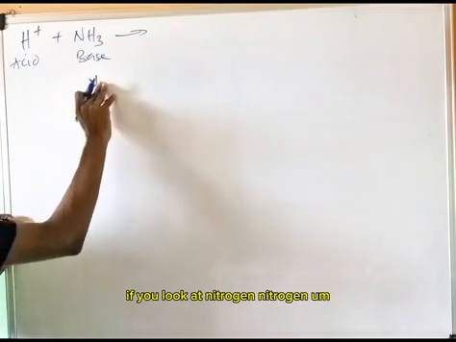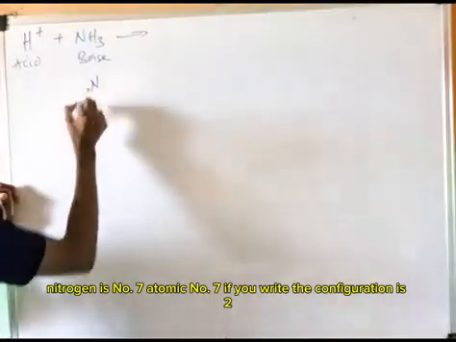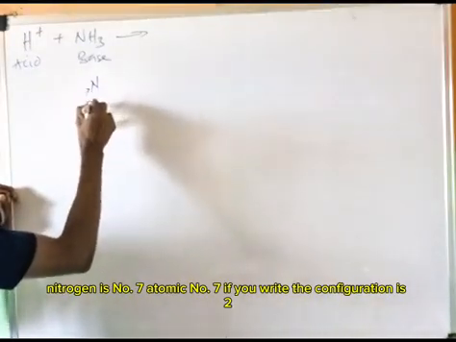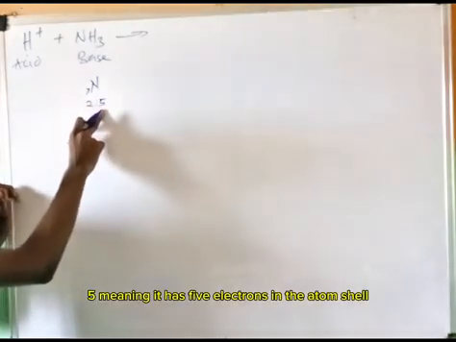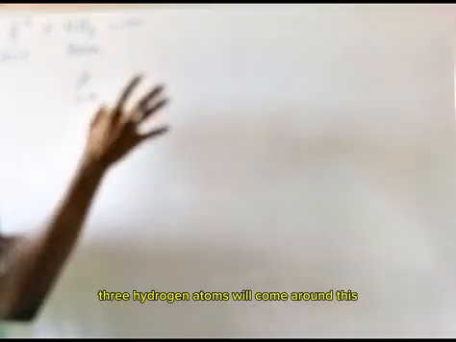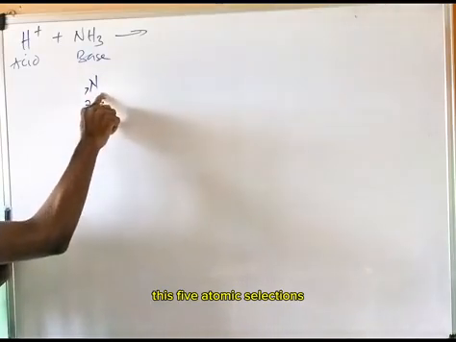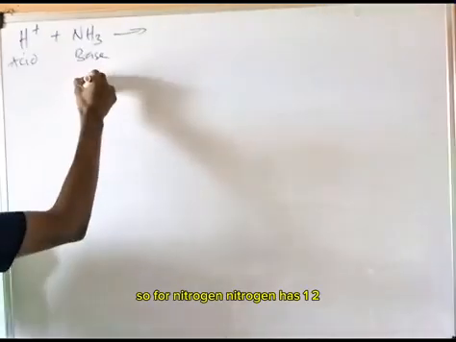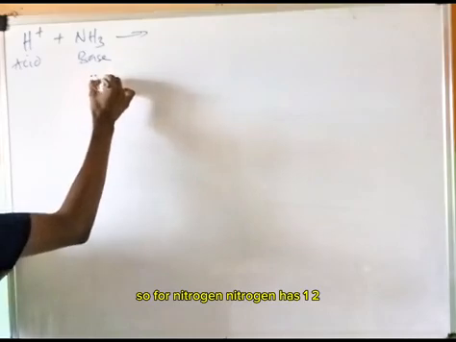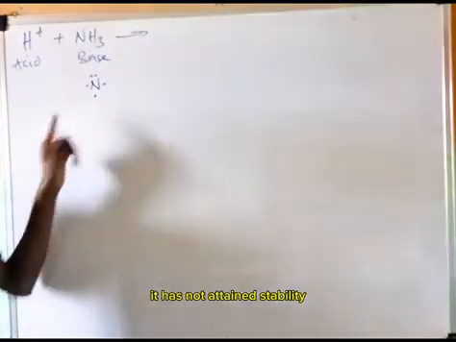If you look at nitrogen, nitrogen is in group 5 of the periodic table. Nitrogen has atomic number 7. If you write the configuration, it is 2, 5, meaning it has 5 electrons in the outermost shell and needs 3 electrons to attain stability. So for it to attain stability, 3 hydrogen atoms will come around these 5 outermost electrons. So let's see how that works. For nitrogen, 1, 2, 3, 4, 5 electrons in the outermost shell. It has not attained stability.